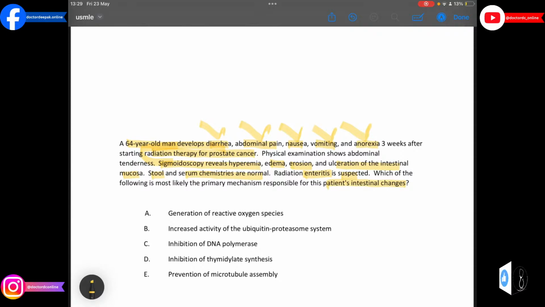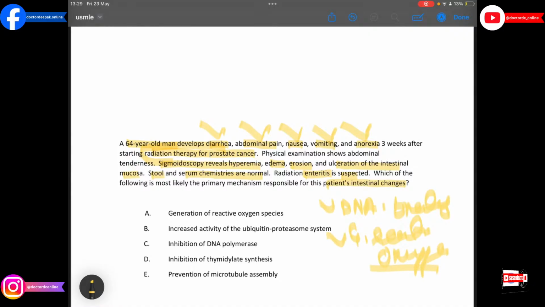According to that, as I already told you, there are two steps, okay? There are two steps to treat or palliate many types of cancer. First is DNA double-strand breakage, and second, generation of reactive oxygen species.